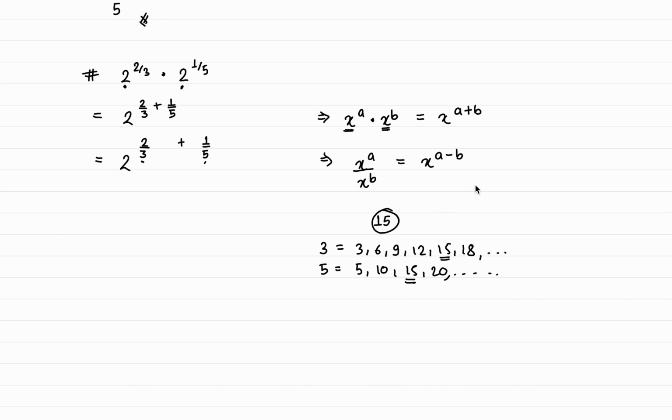Another way I know it's 15 is that if you have two prime numbers, 3 and 5, then the LCM of two prime numbers is their product. 3 times 5 is 15, so we have the LCM as 15. Now we need to make both of these denominators 15 so that they become like fractions and we can add them.